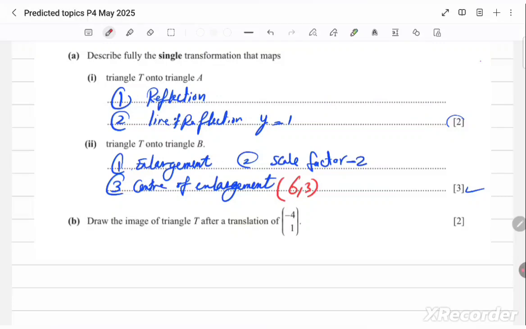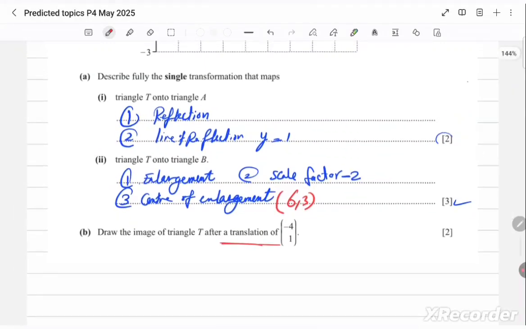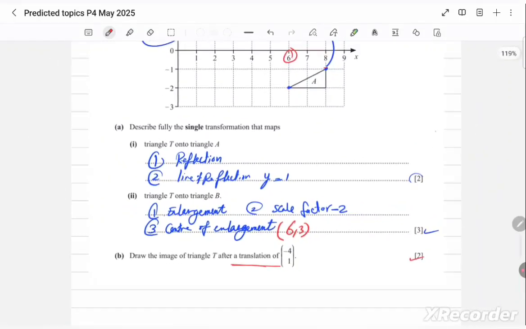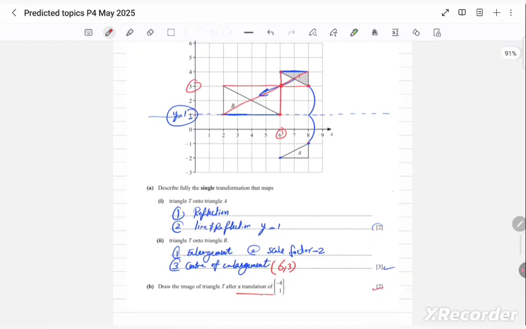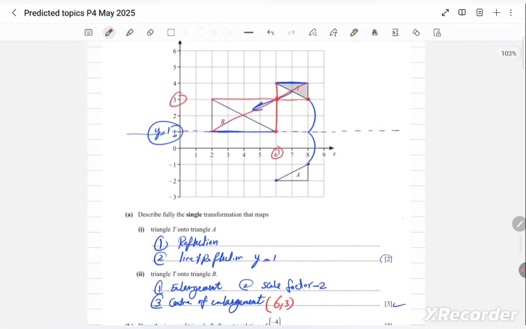Okay, so draw the triangle T after translation. Now we need to make translation. Usually the question of translation is 2 points. So we need to make translation by negative 4 and 1. Negative 4 means 4 to the left in x. And 1 means 1 up.